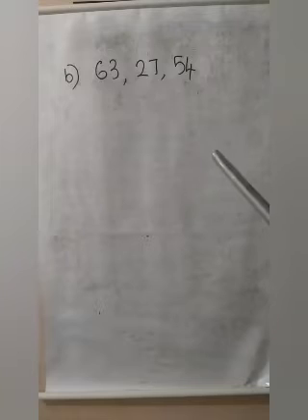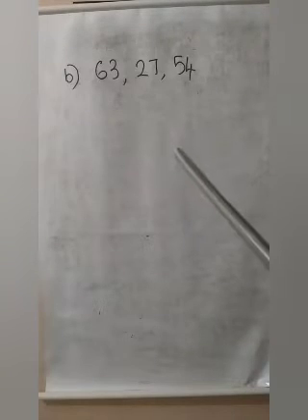Question: find the LCM of 63, 27, 54. So we can find the LCM by the division method. How can we find it using the division method? Here the method is the same. We are prime factorizing, but instead of prime factorizing separately, we are prime factorizing all the three numbers together.